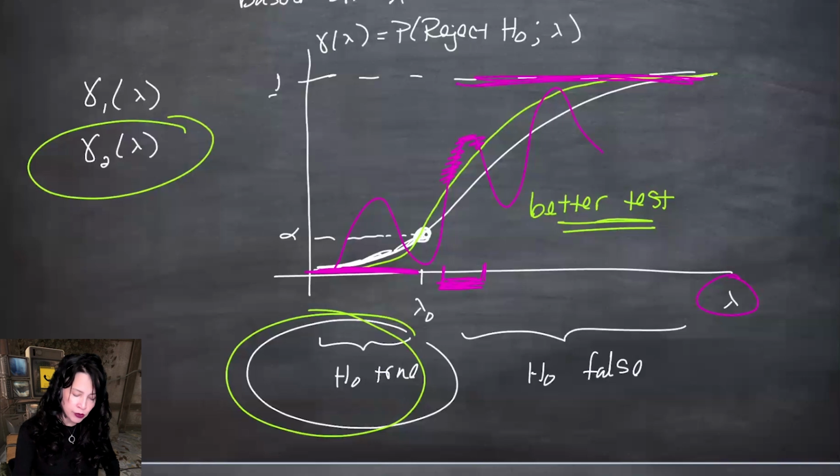But I could with the original two that I drew here, because I can say, you know what, for any lambda, when the null hypothesis is true, one of these functions is always lower than the other, and it's always greater than the other when the null hypothesis is false.